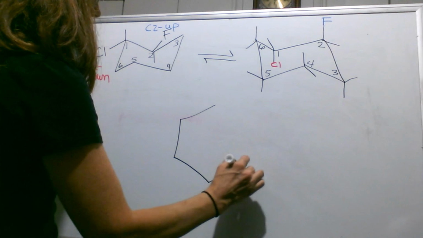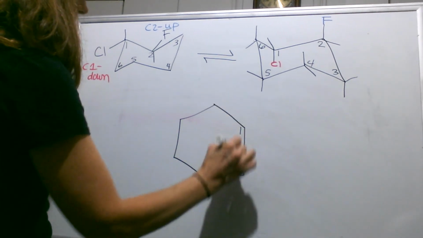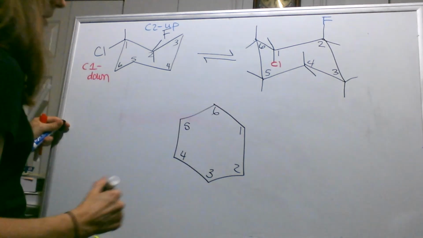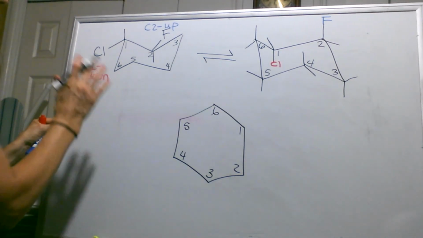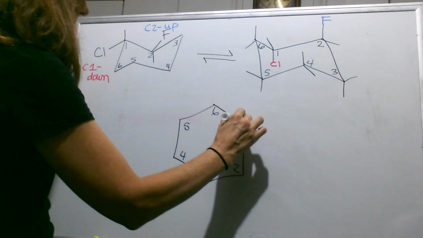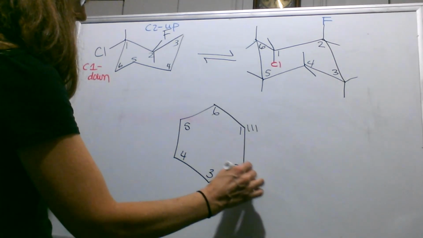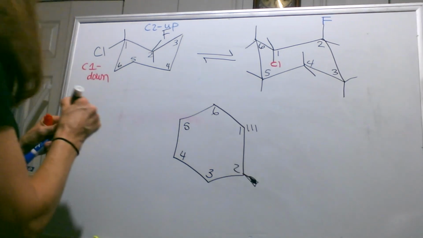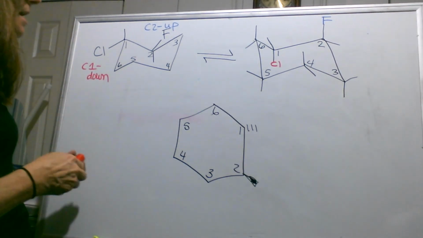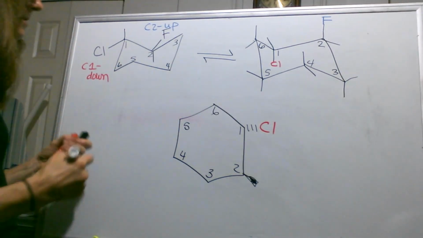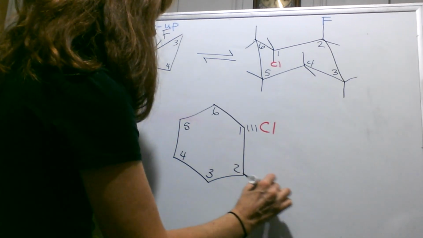And our final perspective of the day. Yay, we made it. Number our carbons. Check what is happening at C1 and C2. So C1, the substituent is pointing down. C2, the substituent is pointing up. Wait for it, we're almost done. C1, chlorine, and C2, fluorine.